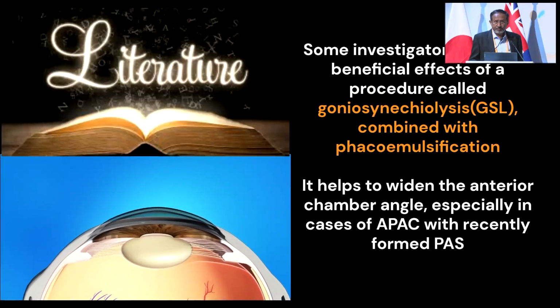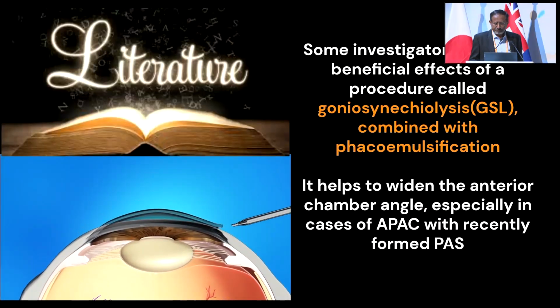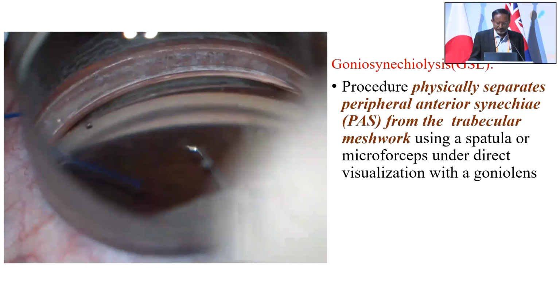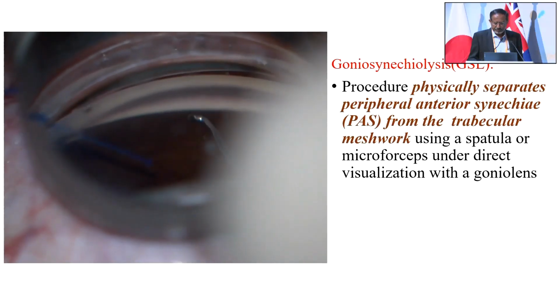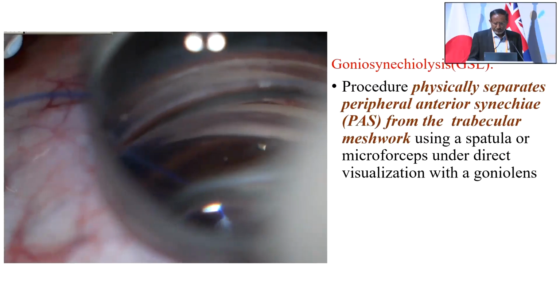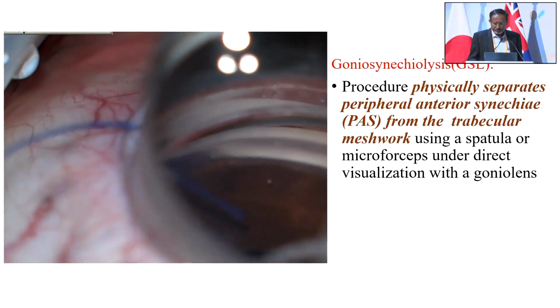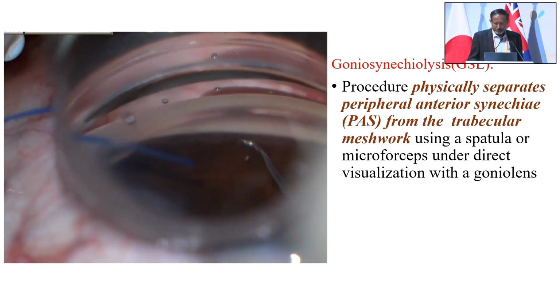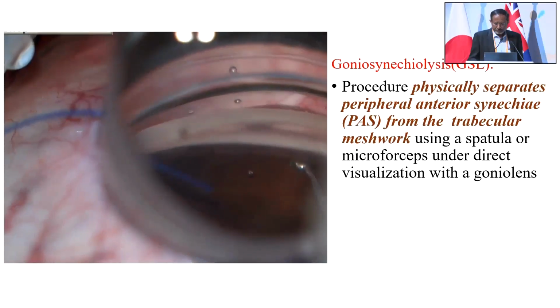Some investigators reported beneficial effects of a procedure called goniosynechialysis combined with phacoemulsification to widen the anterior chamber angle, especially in cases of acute primary angle closure with recently formed peripheral anterior synechiae. Goniosynechialysis physically separates peripheral anterior synechiae, PAS, from the trabecular meshwork using a spatula or microforceps under direct visualization with a gonio lens.